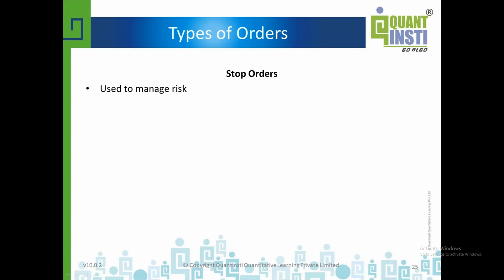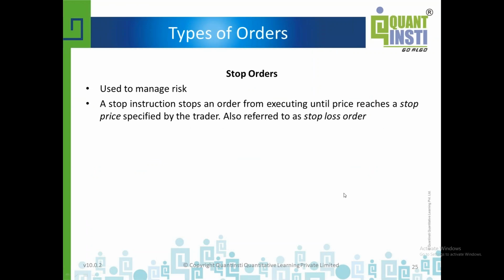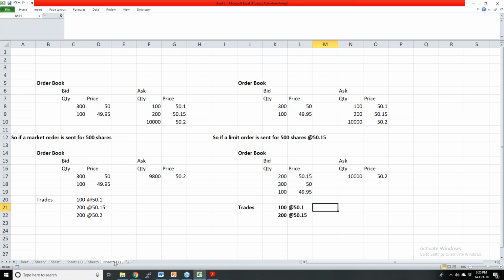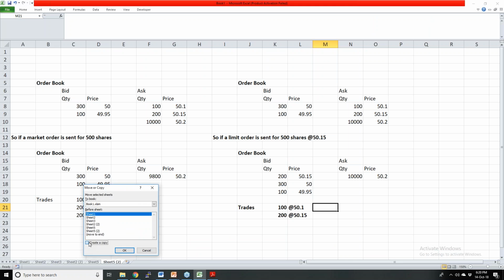So a stop order, right? What are stop orders? Let me give you a simple example. By the way, I hope it is clear to you that market orders remove liquidity and limit orders are providing liquidity. So what is a stop order? A stop loss order is basically used to manage risks. Now, how is that?